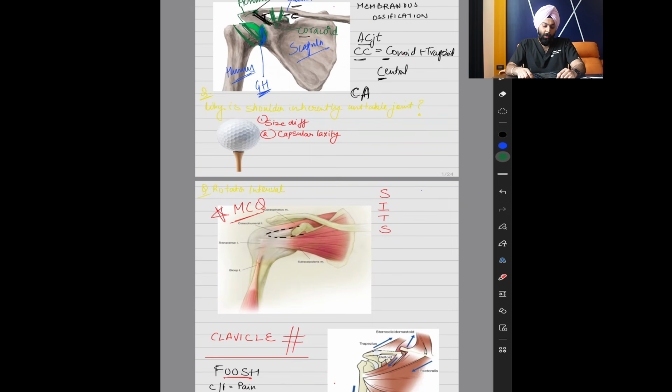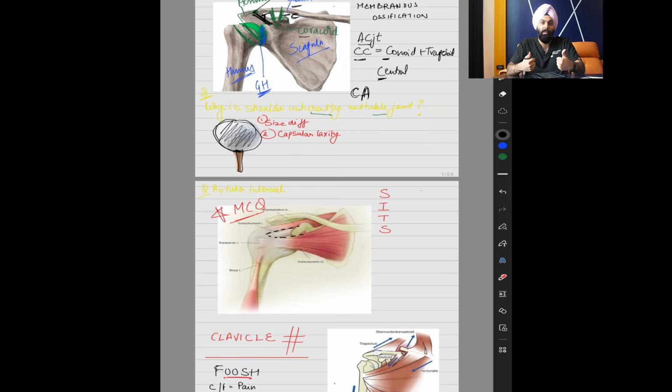So now the question arises, why is the shoulder an inherently unstable joint? The reasons primarily are the size difference. If you look at this example, this is a tee of a golf ball and a golf ball placed on top of it. We can see that there is a massive size difference between the articulating part of the tee and the ball. Same is the story with the shoulder joint. The part of the glenoid with which our humeral head articulates is very, very small, making it an inherently unstable joint.